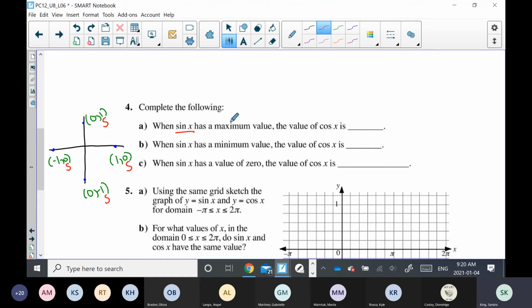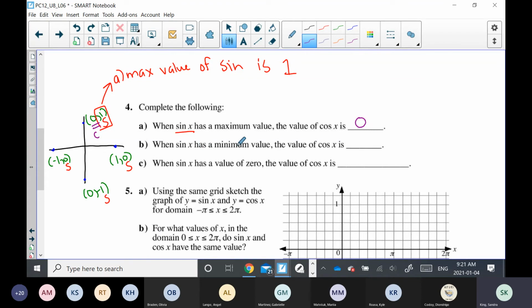And when sine has a maximum value, so if I said between 0, 1, 0, -1, what's the maximum value of sine? Hopefully you see that that is right here. This would be A, the max value of sine is 1, right? And then it says when sine has a maximum value, so the biggest sine value is going to be 1, what's the value of cos? Cos of x is 0, right?